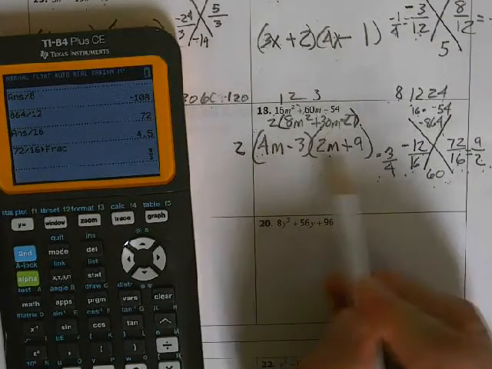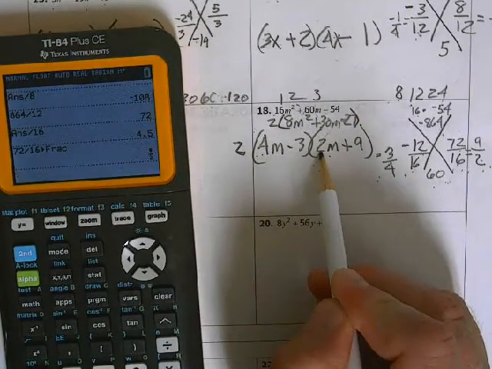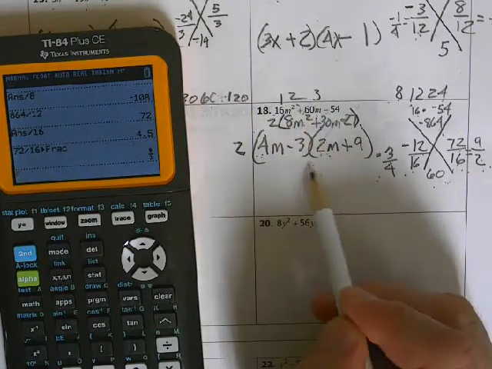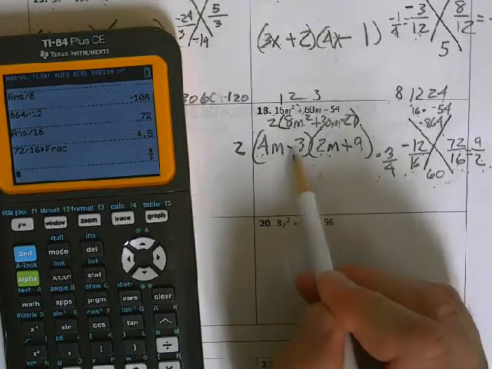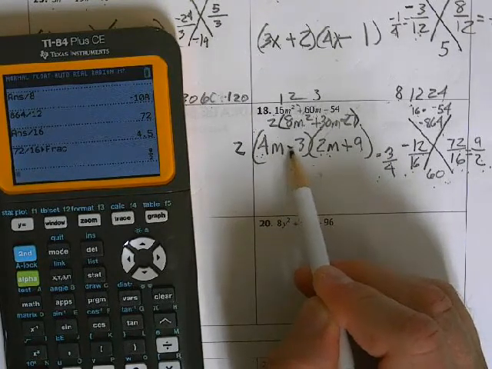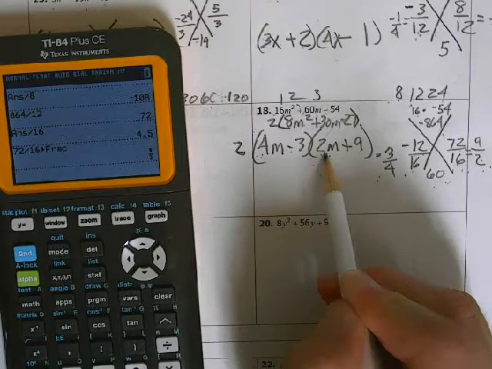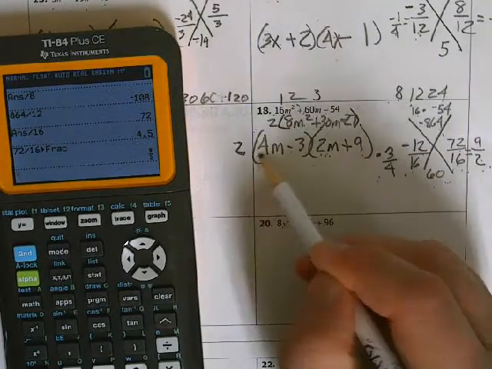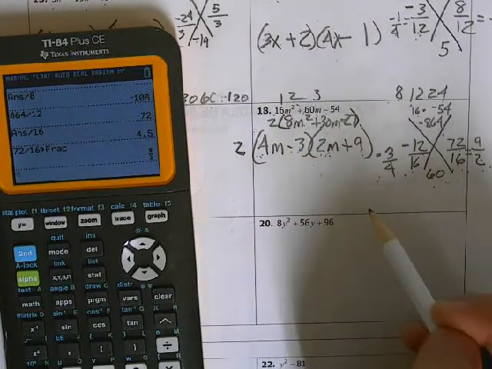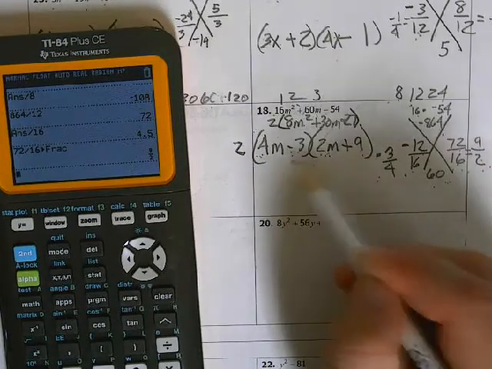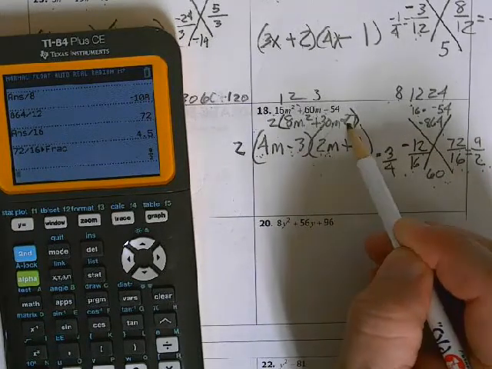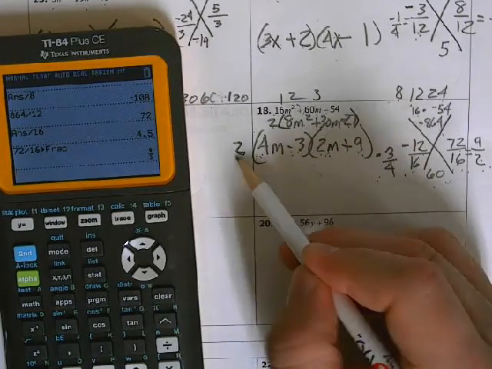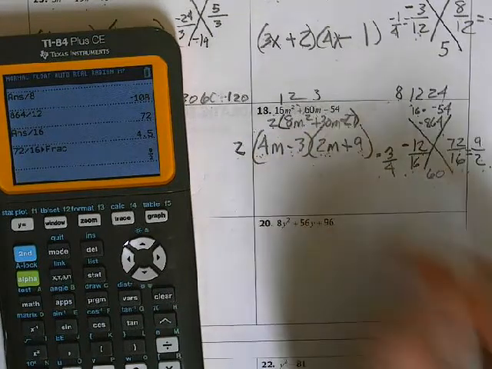So 4 times 2 is 8m squared. 4 times 9 is 36. Minus 3 times plus 2 is negative 6. So positive 36, negative 6 is 30. And then negative 3 times positive 9 is negative 27. All those times 2 here give me the original equation.